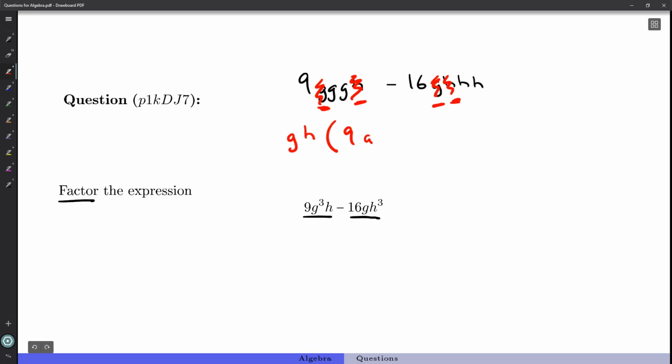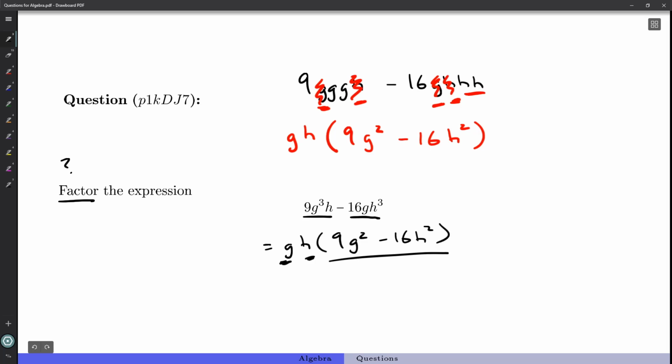9 and then 2 g's, I'm just going to call it g squared, minus 16, and then I've got 2 h's, I call it h squared. So that's definitely something we could do. Take out a factor of g and a factor of h because every single term here has a g and an h. Some of them have more g's, some have fewer, but they each have at least a g and an h. So there's a g, there's an h, and then this.